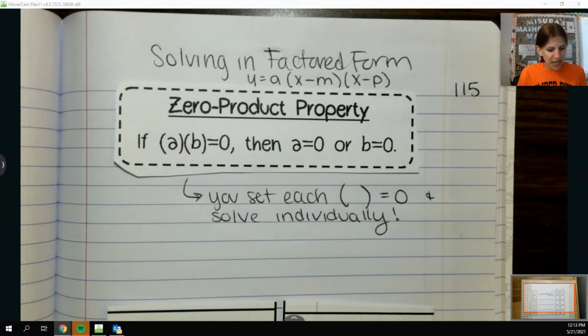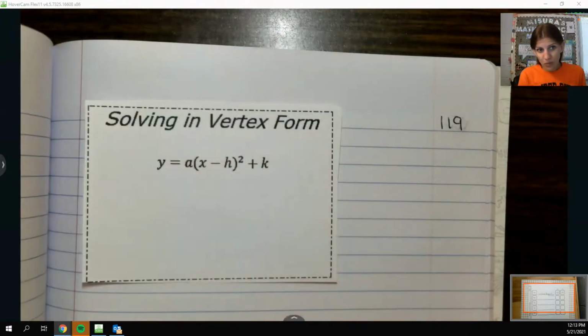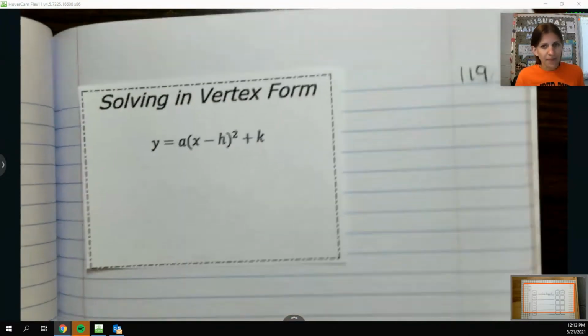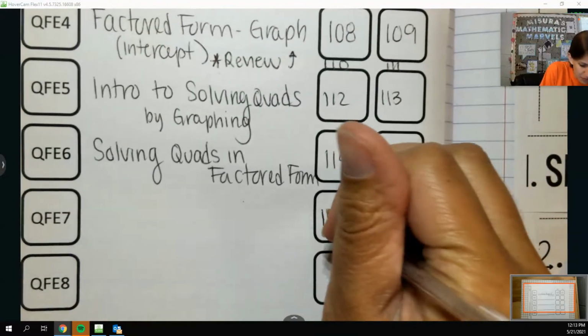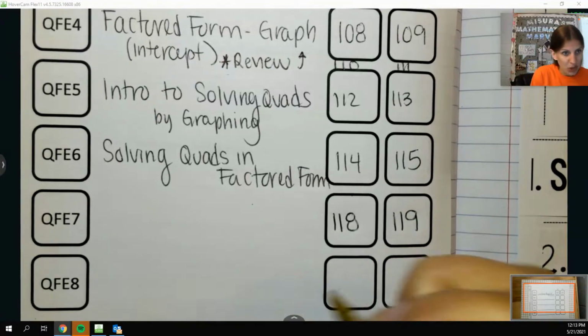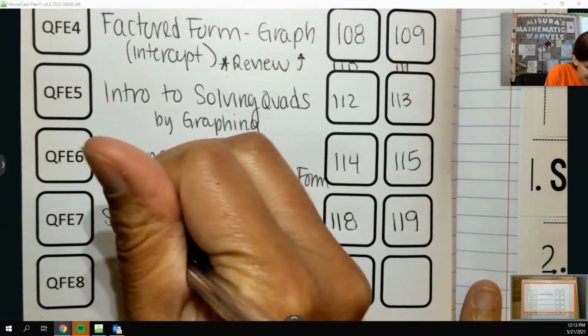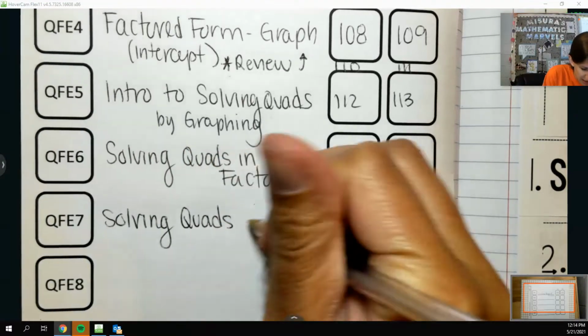Now the very next page we were going to do, but I'm actually going to cut it out. So this 116, 117, we're just not going to fill that out at all. No worries. We'll be fine without it. It's all good. So the pages that we're going to add today are actually 118 and 119. And we're going to talk about solving quadratics in vertex form.